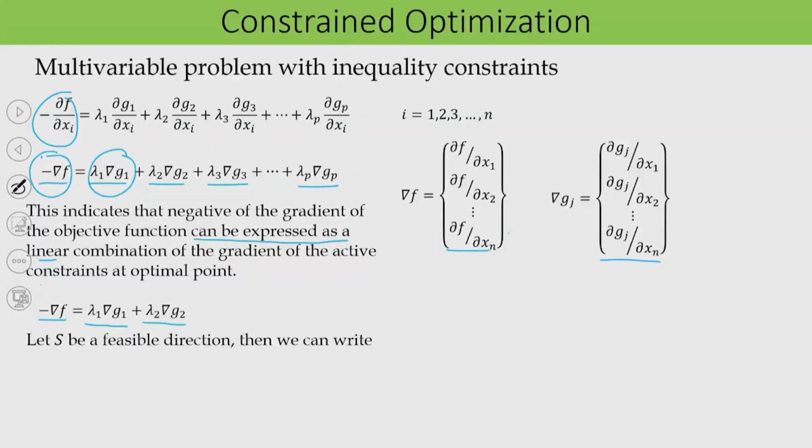Now, let us see if I take a direction S. Let S be a feasible direction. If I take a direction from this point, where we have calculated the gradient of the objective function as well as the constraint functions, and multiply by the direction, I get S transpose del f equal to lambda 1 S transpose del g 1 plus lambda 2 S transpose del g 2. Now this is a feasible direction.